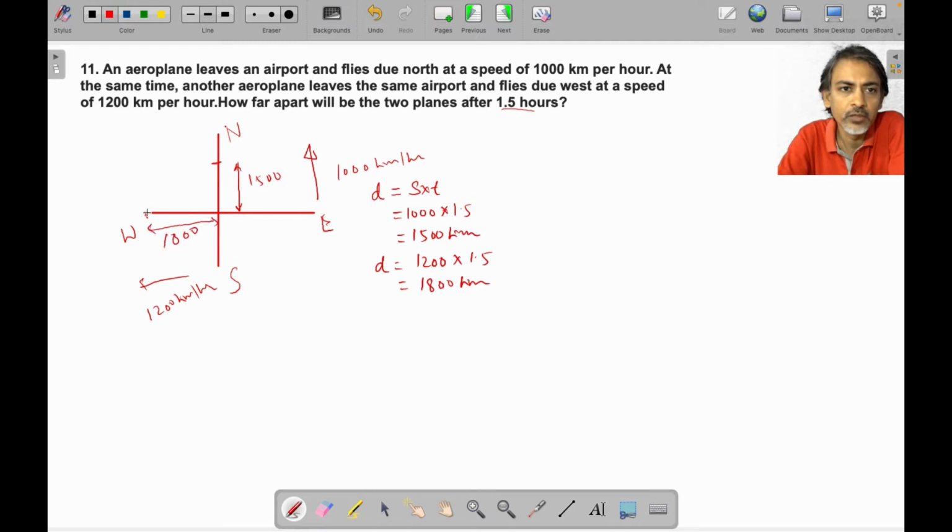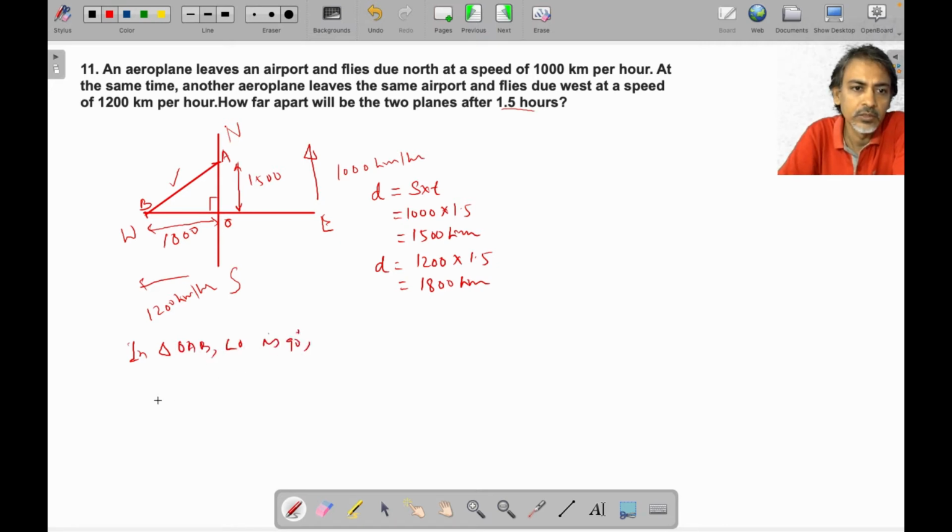Now we have to find out the distance of this one. As you can see, this is nothing but a right angle triangle, right angle here, and this distance is 1500, this is 1800, so we can find out this distance. Calling it O, calling it A, calling it B. We know in right angle triangle OAB, angle O is 90 degrees. So this implies AB square equals BO square plus OA square from Pythagoras Theorem.